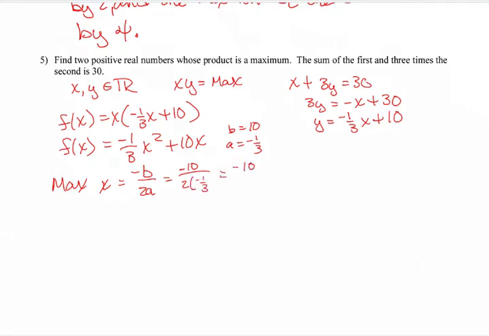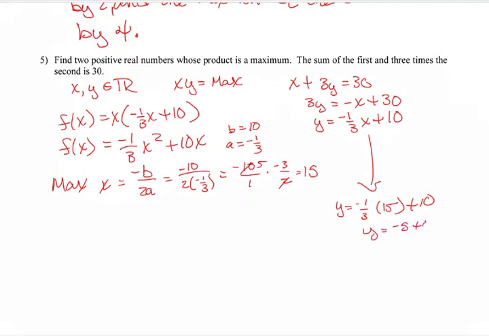So that's negative 10 over 1 times, I'm going to flip the second one. So that's negative 3/2. So this gives me positive 15. Going back to here, if y equals negative 1/3 times 15 plus 10, then I get y equals negative 5 plus 10. So y equals 5.